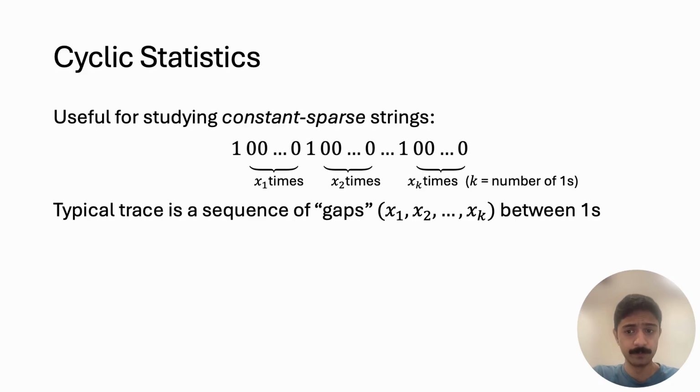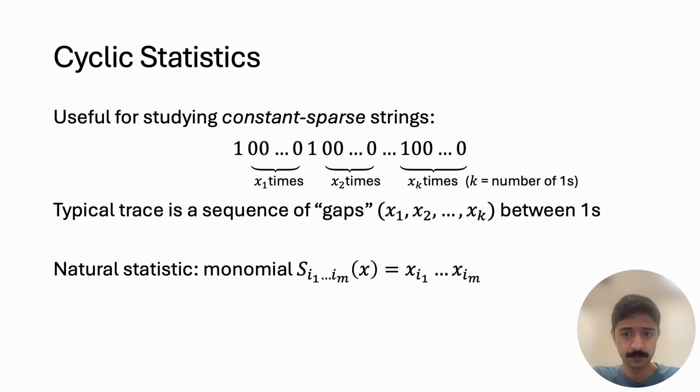The important thing to note is that since k is a constant, all of the ones will be preserved with constant probability. So for the rest of this talk, I'm going to ignore traces where the ones get deleted and just think about sequences of k blocks of zeros that occur between ones. One natural way to characterize each of these sequences of blocks or gaps is using monomials, where each monomial is a product of some m gaps defined by an m-tuple from the set 1 through k.